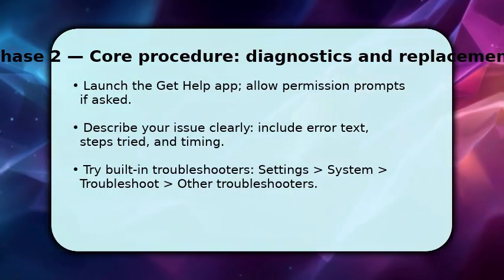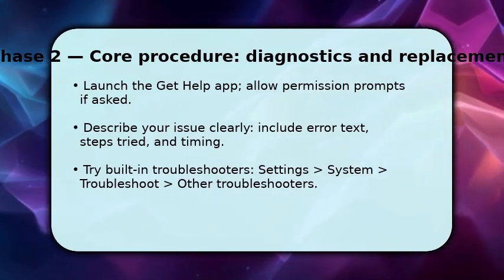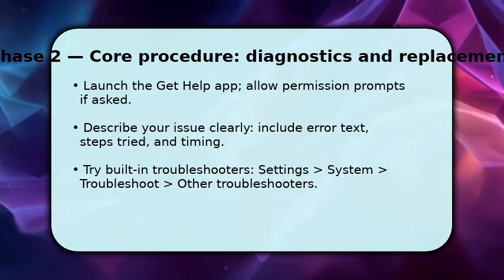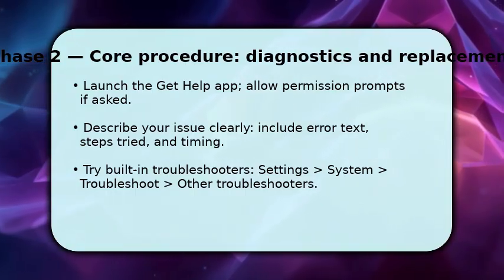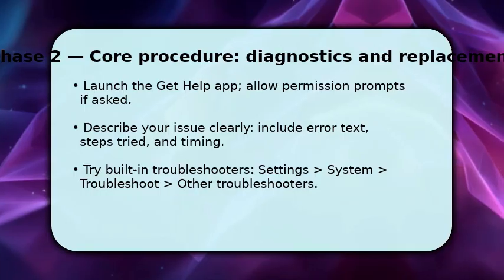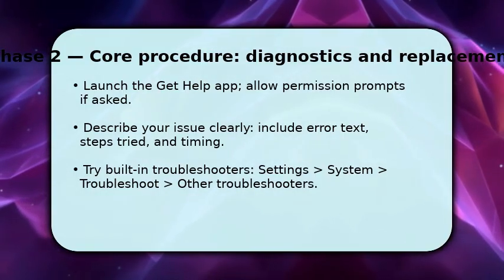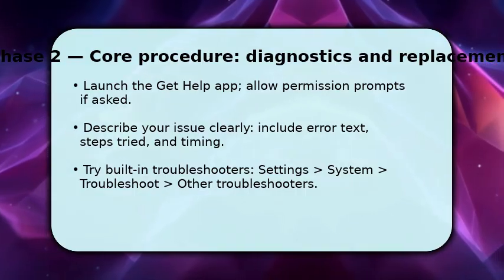Once you submit, follow suggested articles and automated steps. These often include quick fixes and links to troubleshooters. Make sure to run the specific troubleshooter under Settings, System, Troubleshoot, Other troubleshooters, and observe results. If the automated steps don't resolve it, gather screenshots and logs to share with support or a community.